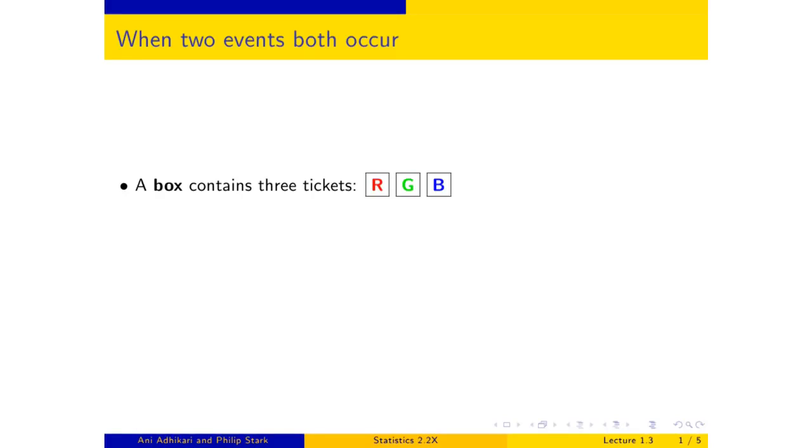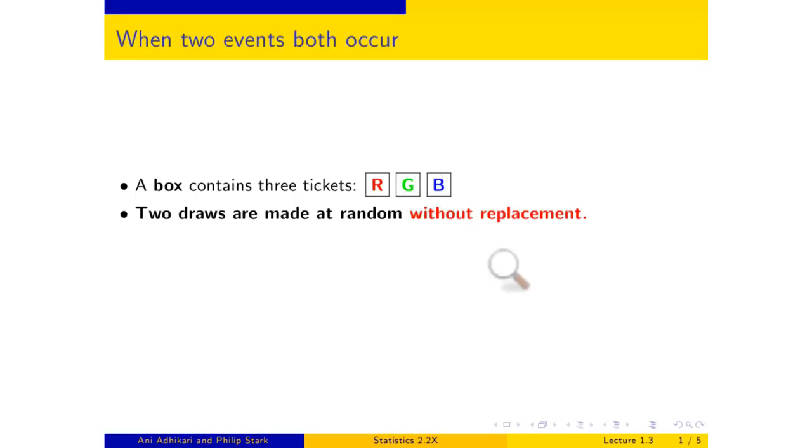And here's another bit of language. 2 draws at random without replacement. What does that mean? That means you shuffle the 3 tickets, draw once, keep that ticket out, do not throw it back, without replacement. So you have 2 tickets left in the box, shuffle those 2, pick one. And the question that I'm asking you is, what is the chance that you first draw the green ticket and then the red ticket?